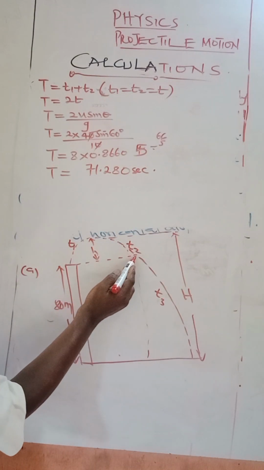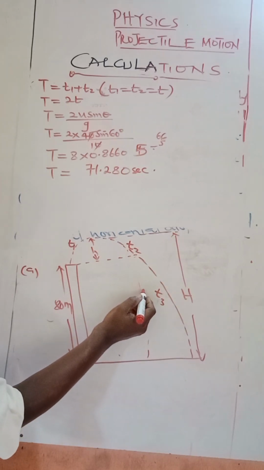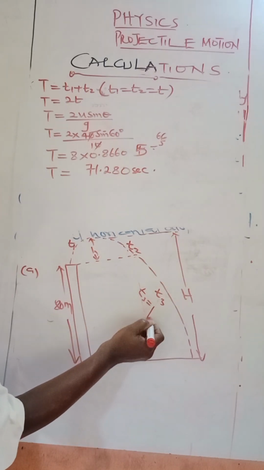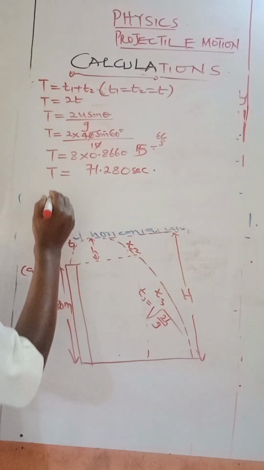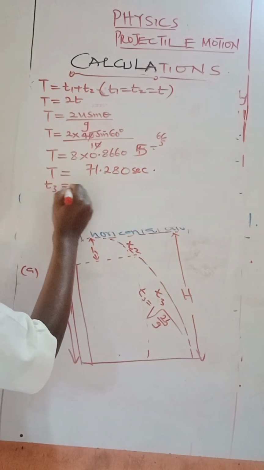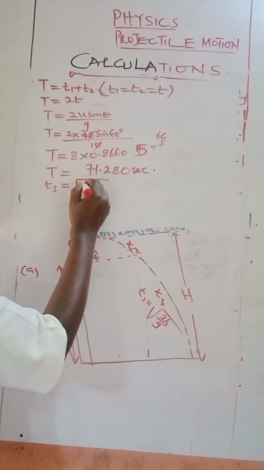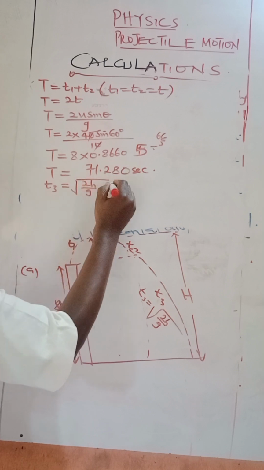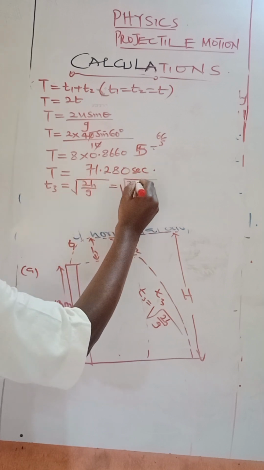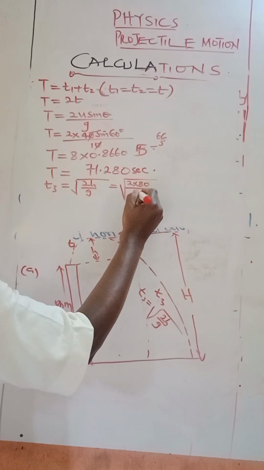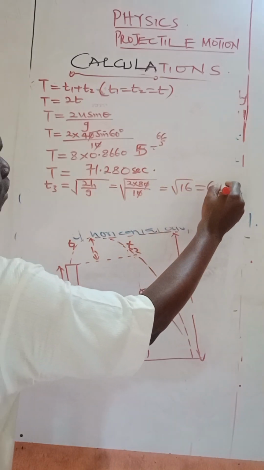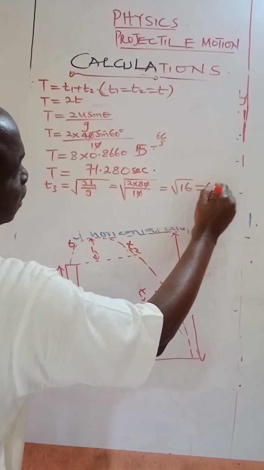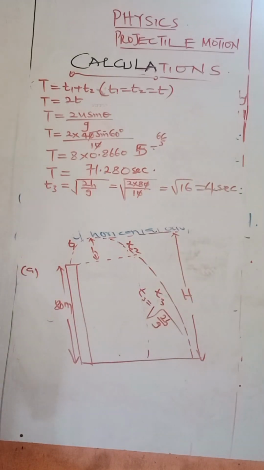Then from here to here is downward motion, and we have done it. T3 is equals to square root of 2h all over g. That is square root of 2 times 80 all over 10. Square root of 16, that is 4 seconds.